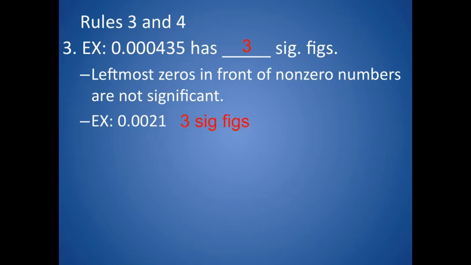3 significant figures. Excuse me, that's incorrect. 2 significant figures. That is not right. This should be 2. Okay, very good. Hopefully you got that right because it looks like I got it wrong.